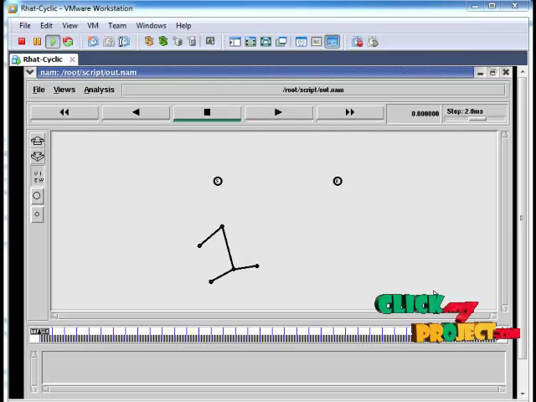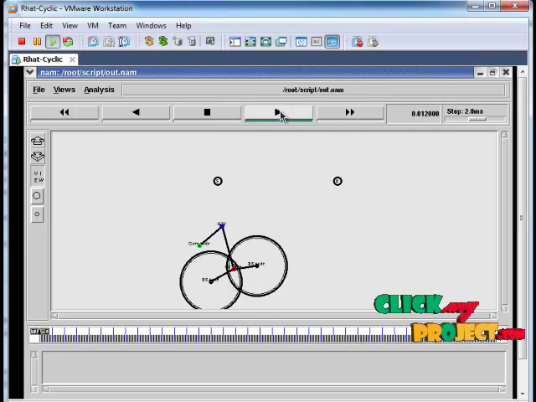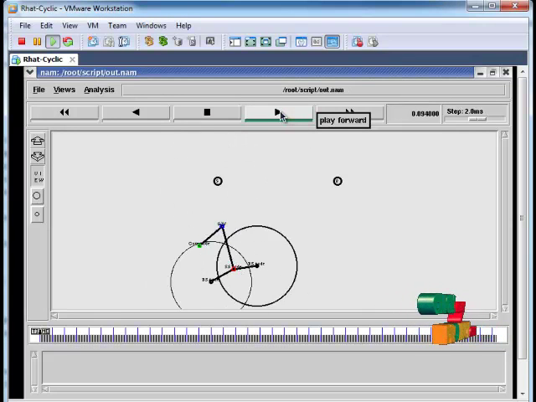Now see the running procedure. This is the NAM window, that is network parameter window. In this window only we can see the simulation results. For running the simulation, this button is pressed. Now the simulation is running.